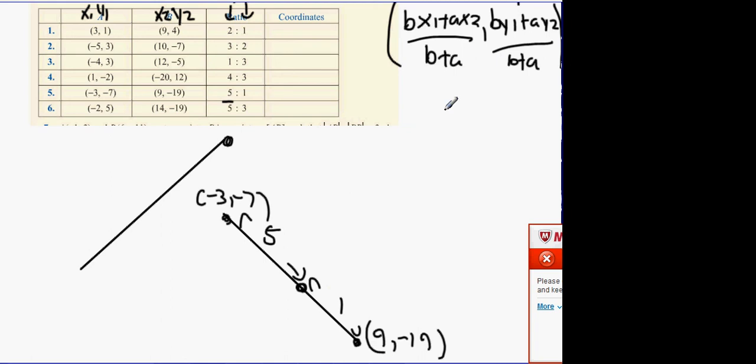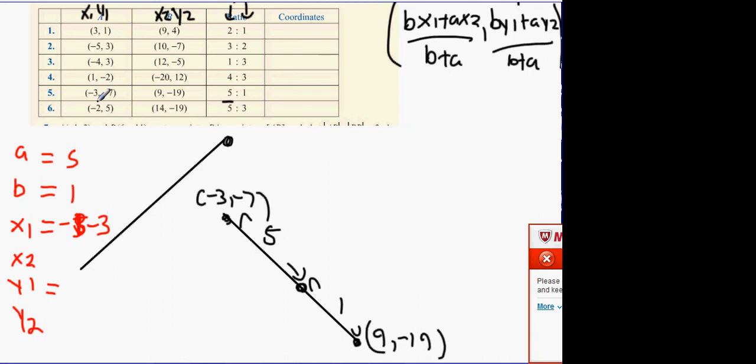So now we put it into our formula, okay? Let's write down all the numbers before we begin. This will stop confusion with which one is which, okay? So A is 5, B is 1, x1 is minus 3, y1 is minus 7, x2 is 9, y2 is minus 19. Now that you have a list, it should be a lot easier, okay?